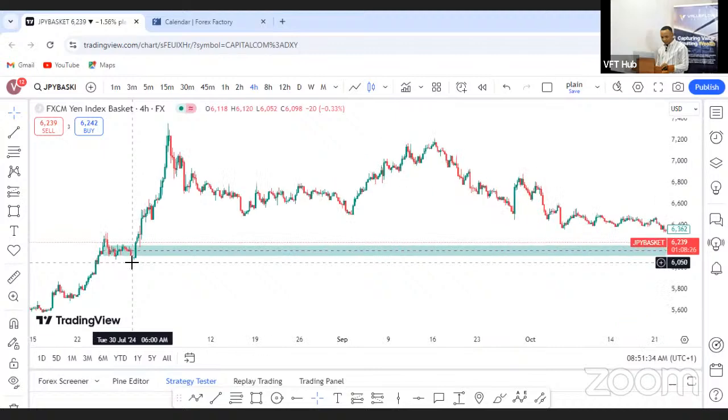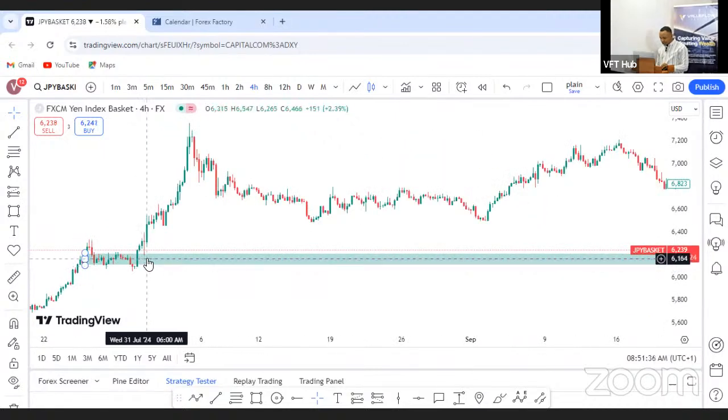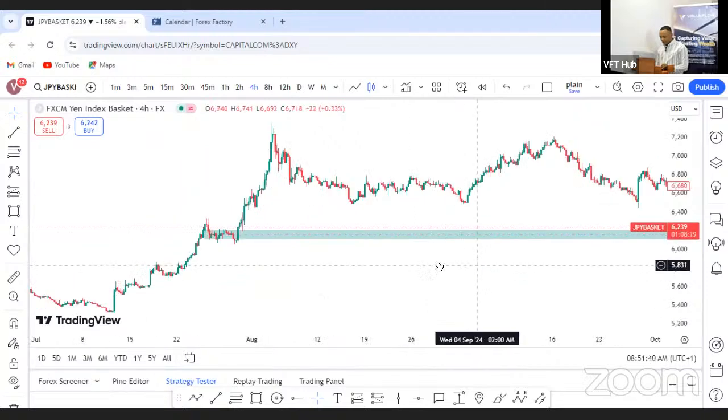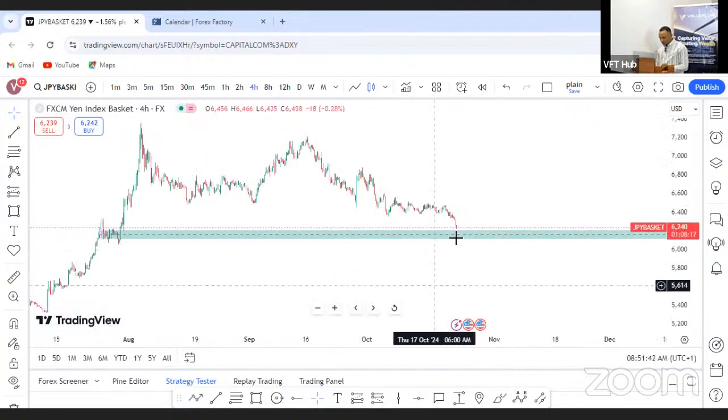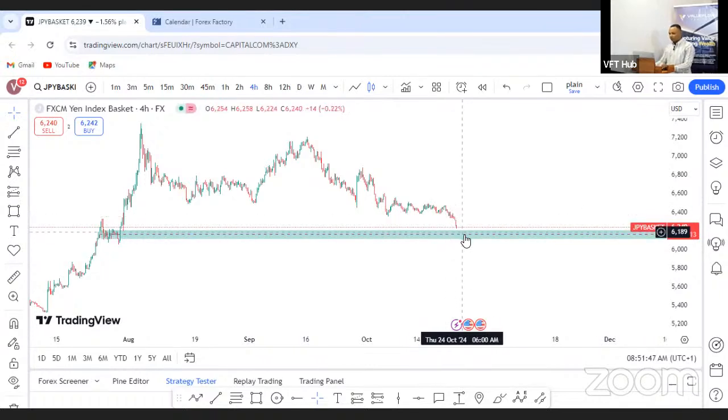On the 4-hour time frame, there's a fair value gap right in the middle of that order block, and that fair value gap should also attract price. So we're seeing that there's a lot of liquidity attracting price to this level. So we'll be expecting it to trade all the way there.